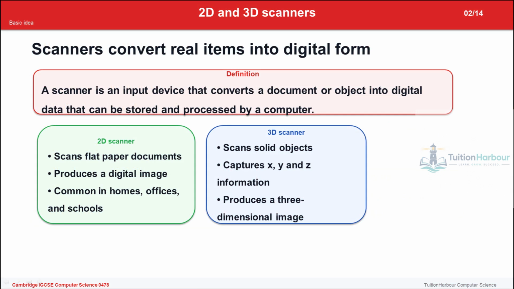2D and 3D scanners. A scanner is an input device that converts a document or physical object into digital data. A 2D scanner scans flat documents. A 3D scanner captures the shape of a solid object using X, Y, and Z coordinates.